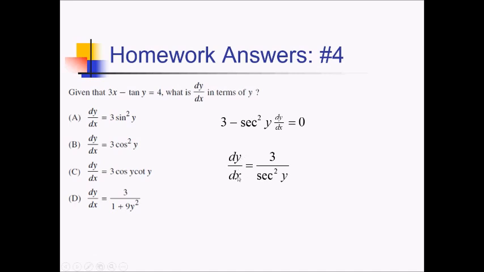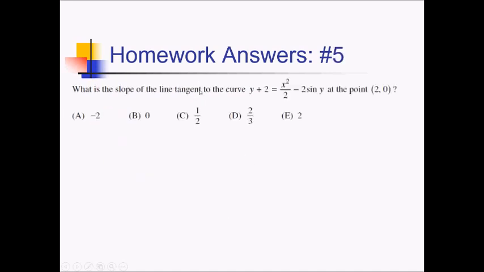So does that match any of our answer choices? It does not. However, secant squared of y, that's really 1 over cosine squared. If that's already in the denominator, we can move it up to the numerator and make this negative 3 cosine squared of y. That matches an answer choice, choice B.